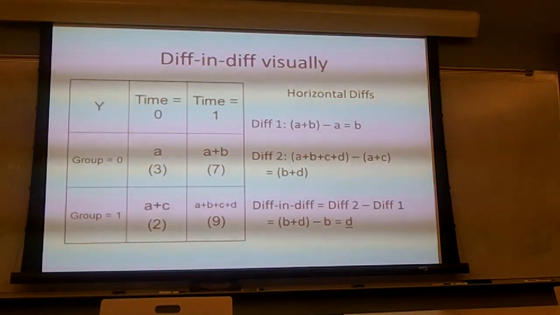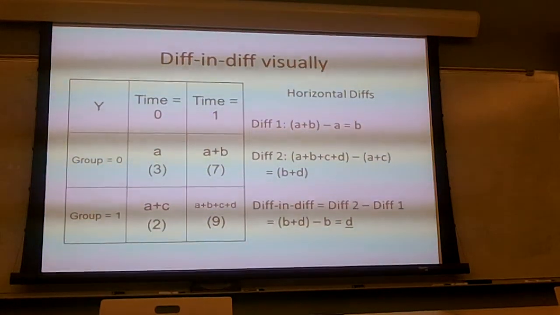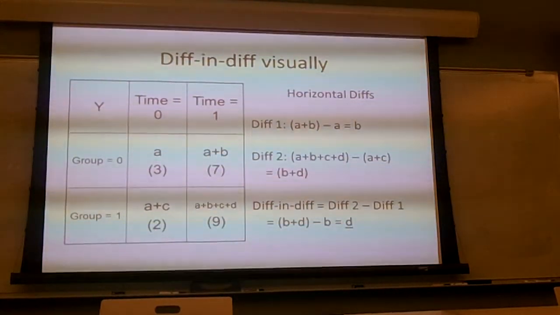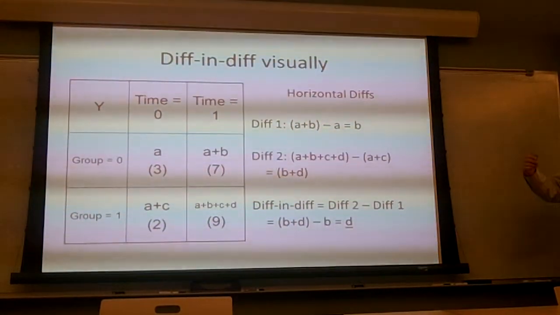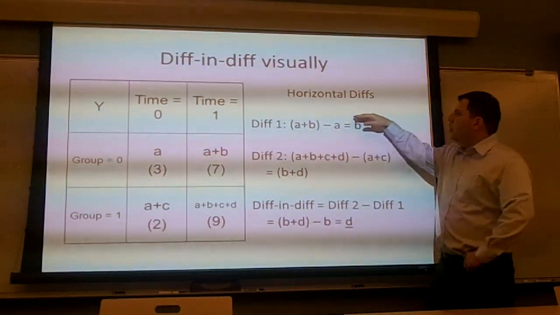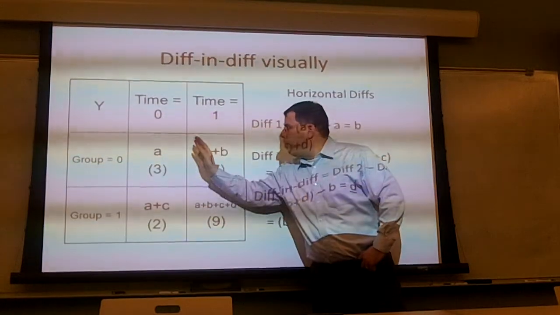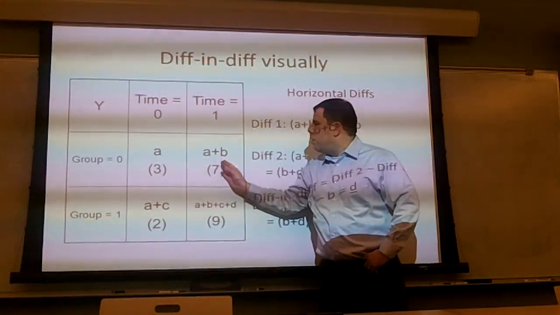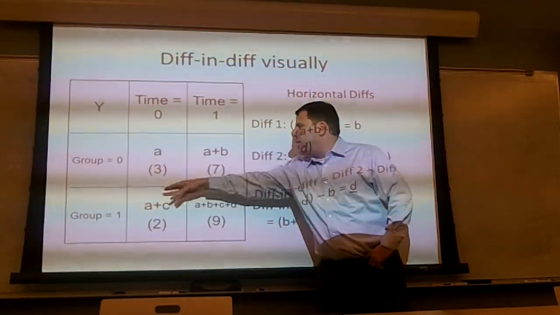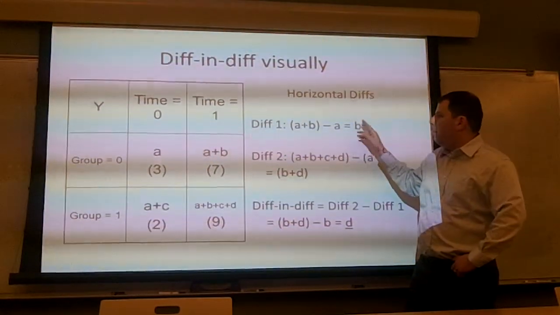So how do we get the difference of differences? We literally take 2 differences and difference them. Thus the difference in differences. So here we take difference 1. Let's say we want to look at the change from pre to post in the control group. It is simply A plus B minus A, which gives us the coefficient B.